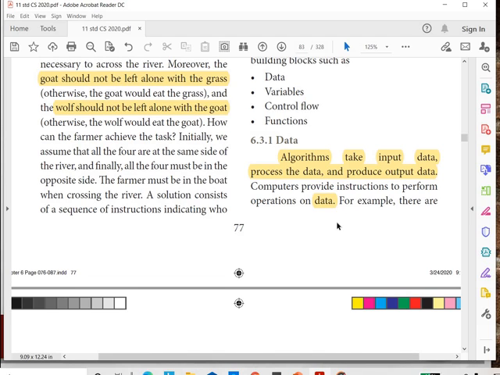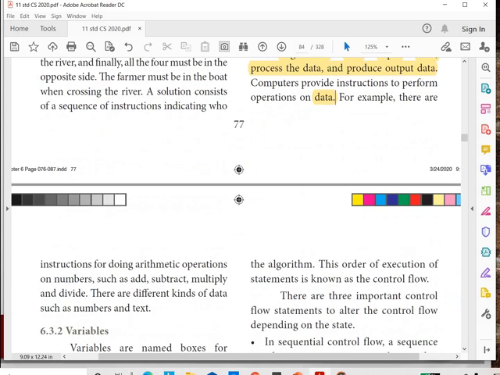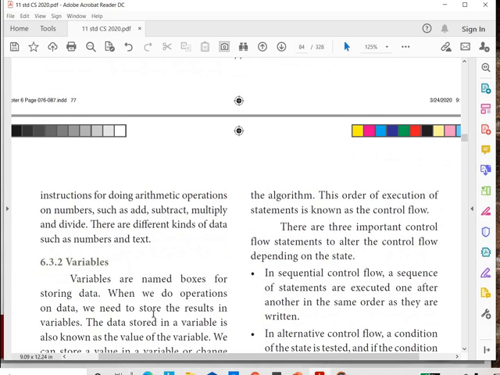So the data is the content given to the algorithm to do the process. For example, there are instructions for doing arithmetic operations on numbers such as add, subtract, multiply and divide. There are different kinds of data such as numbers and text.